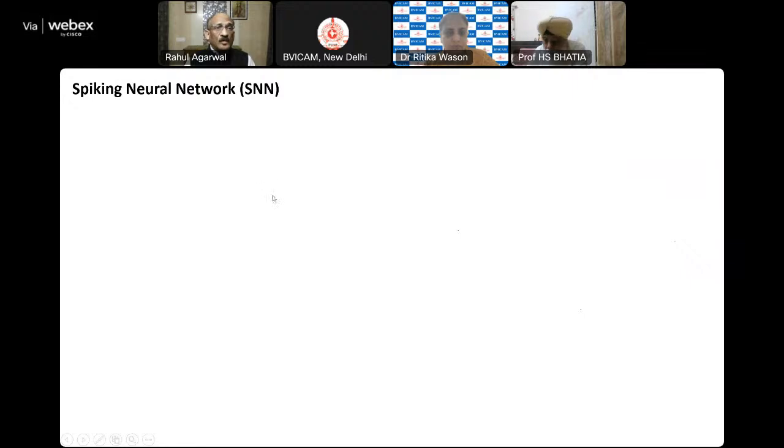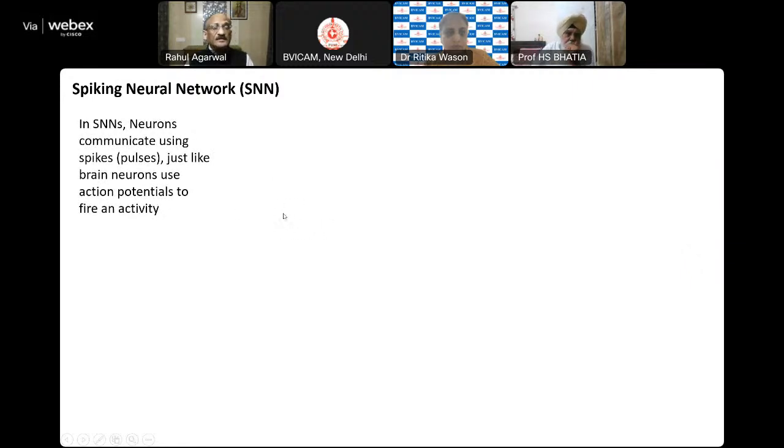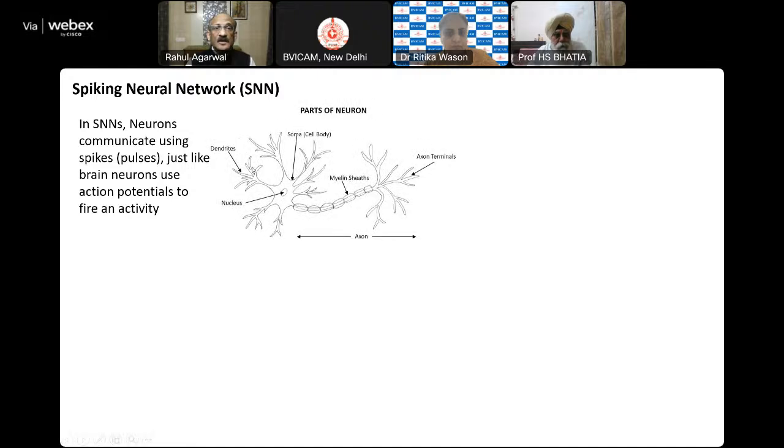Now look at how it happens in the case of spiking neural networks. In SNNs, neurons communicate using spikes, just like brain neurons use action potentials to fire an activity. This is how a neuron looks. It has a main body called the soma or nucleus, and then it has multiple hands which help it connect with the previous neuron in this neural path.